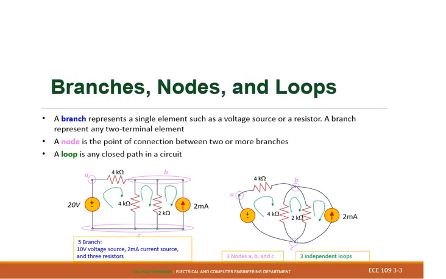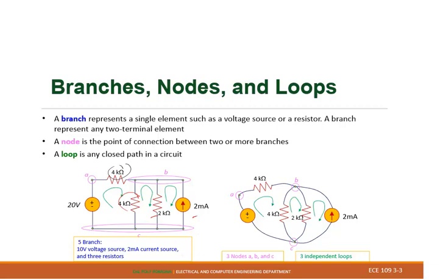What are branches, nodes, and loops? A branch represents basically a single element in the circuit, such as a voltage source, current source, or resistor. So between two terminals, any connection will be represented as a branch. If you look at this circuit, we have the voltage source as a branch. 4K, we have a branch. I'll change the color. We have another 4K branch, another one is 2K, and 3 milliamperes.